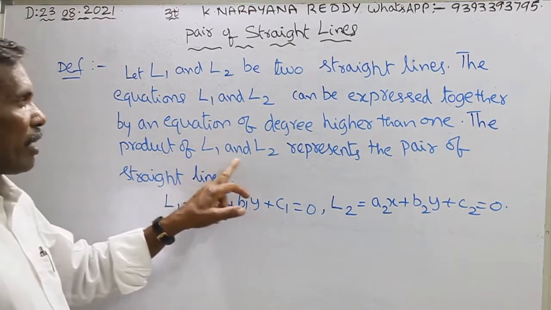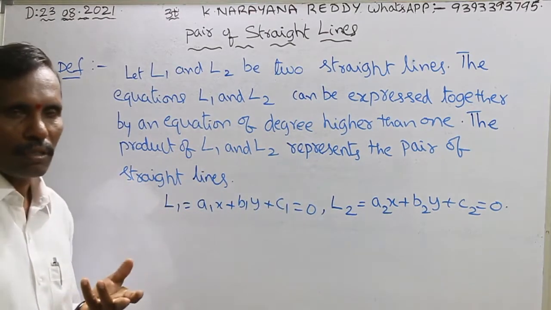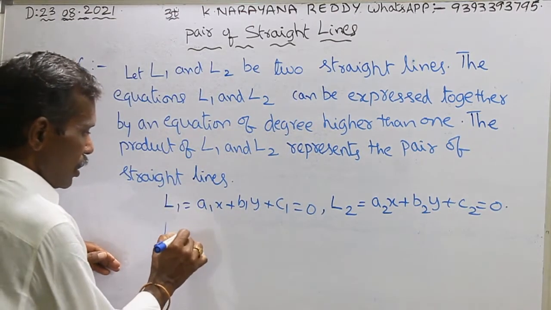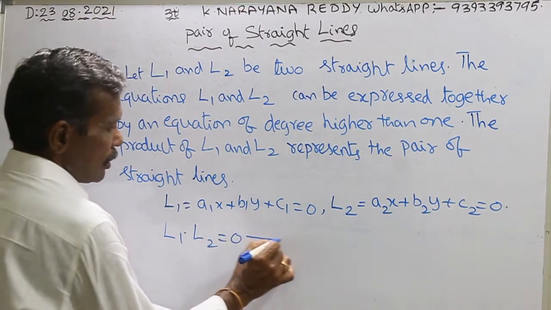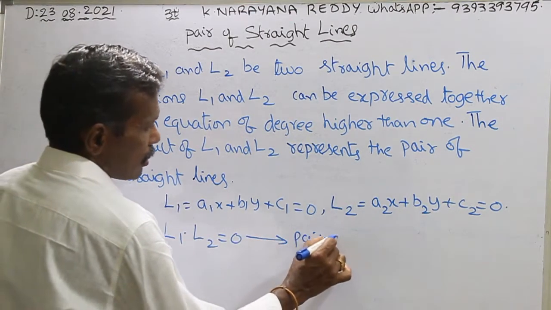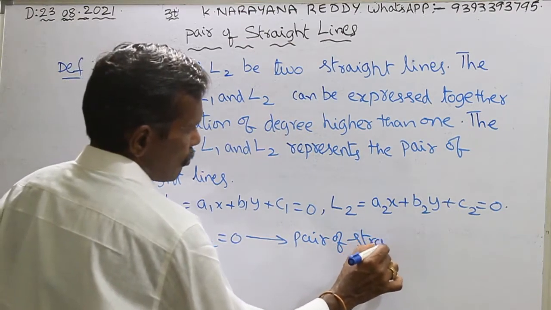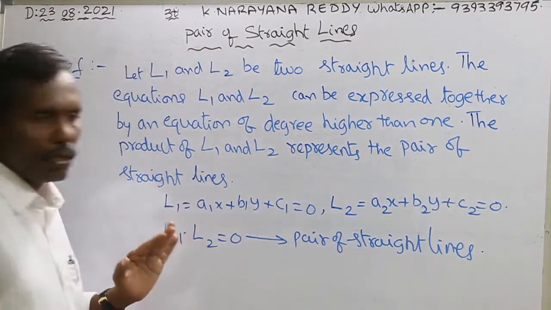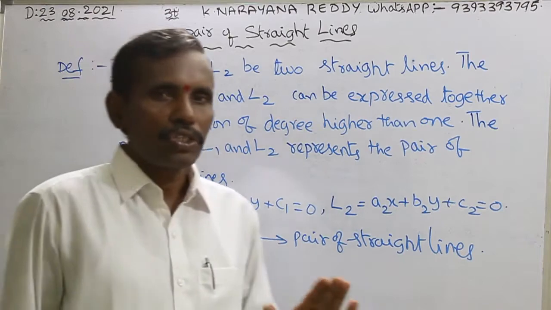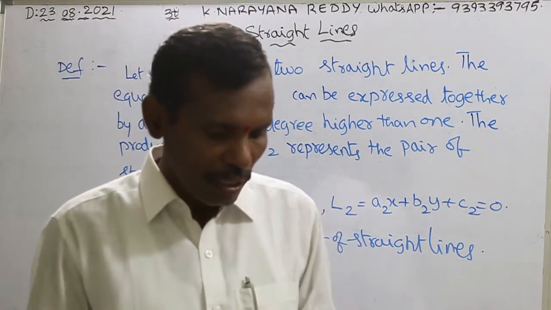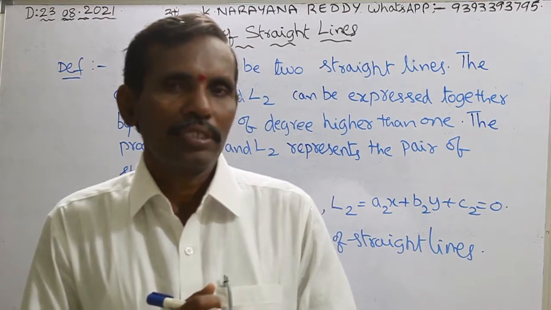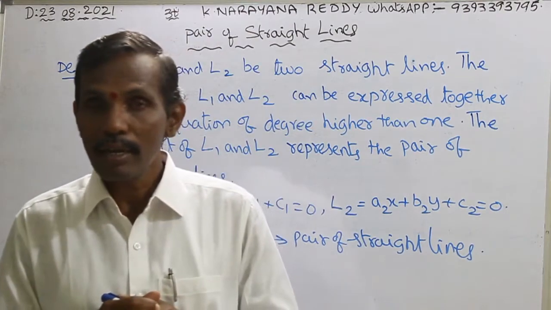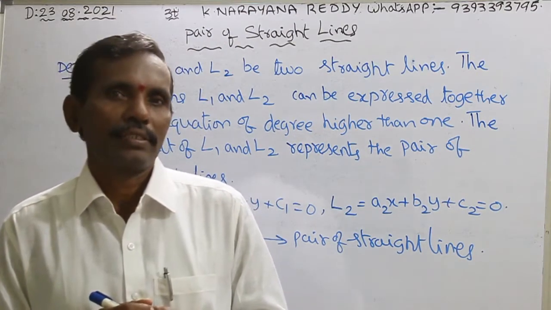The product of L1 and L2 represents the pair of straight lines. That's all. Product means what? L1 into L2. That means L1 into L2 equals 0. This is the pair of straight lines. Simple logic. L1 into L2 equals 0. That is called the pair of straight lines. Means what? Pair means two. Straight line means those are linear. What is linear? You know that. Those are lines.